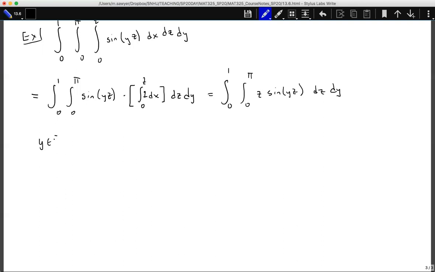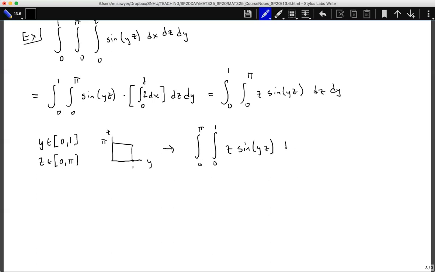So here, y has bounds 0 to 1, z has bounds 0 to pi. So if we consider what this region looks like on the yz bounds, we're looking at a square. So using Fubini's theorem, instead of integrating with respect to z first, we can change the order of integration and integrate with respect to y first. And so if we change our order of integration, we keep our same inside, and we swap our bounds, making sure to preserve our region, which is a rectangle, so just swapping the order of the bounds preserves our region.